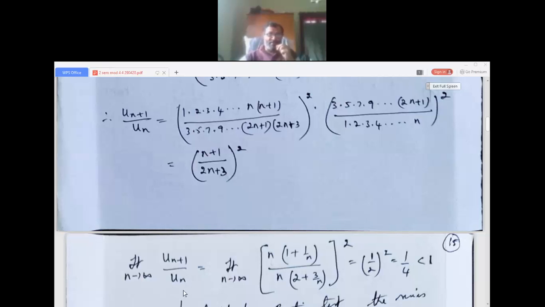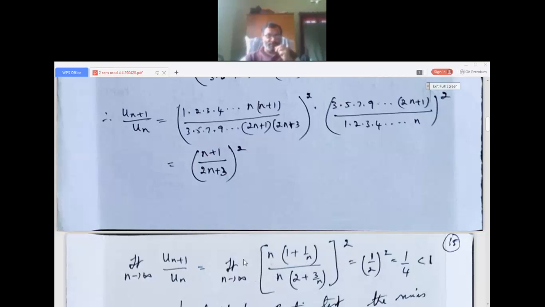You already studied in your first semester in Maths 1 how to find limits, different types of problems. Also you studied this concept in limits and continuity, so it should not be difficult for you. Whenever there is limit n tends to infinity, we take n outside so that we bring 1 by n, because as n tends to infinity, 1 by infinity is 0. So when we take n outside, it will be n into 1 plus 1 by n here, and n into 2 plus 3 by n here.